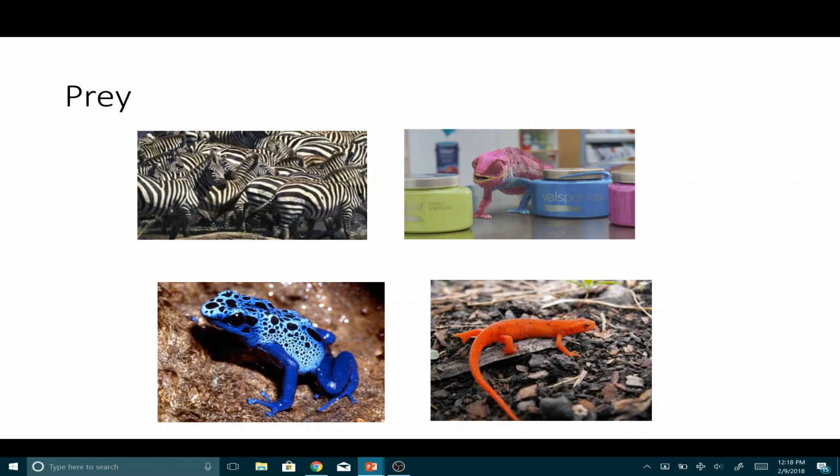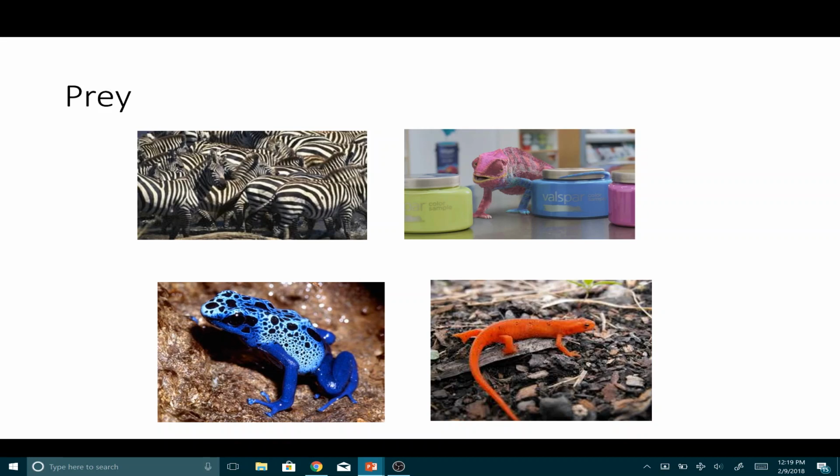So that's cryptic coloration. Then you have disruptive coloration, which is what you see here with the zebras. If you've ever wondered why zebras have stripes, one reason is because it is harder to distinguish a single individual apart. And so the coloration helps them when they are in a herd to not be easily identified or singled out by the predator. And then my last two examples here, this is a poisonous dart frog.